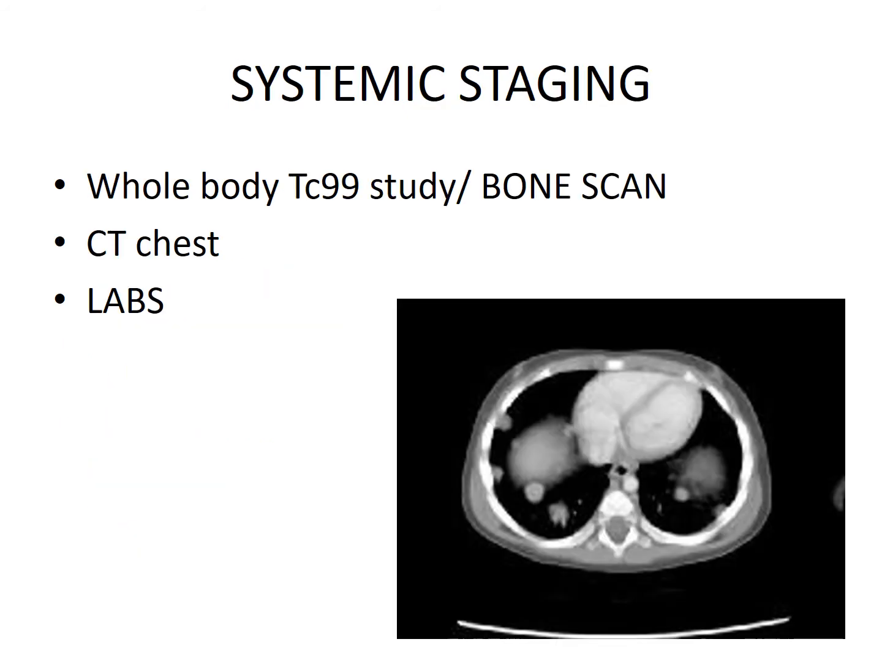So once we've completed local staging, we go to systemic staging. And the systemic staging orthopedic surgeons use the most are whole body bone scans to evaluate for metastatic disease, skip lesions, especially when evaluating Ewing sarcoma. A CT scan of the chest, which is great for evaluating pulmonary metastases from sarcomas. It's also good as part of the staging for workup of metastatic disease, and some labs can be beneficial.